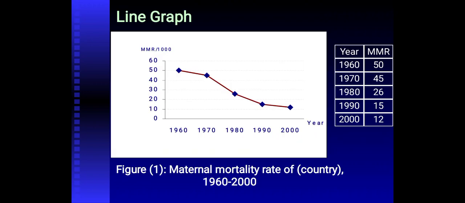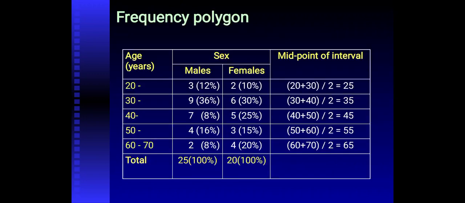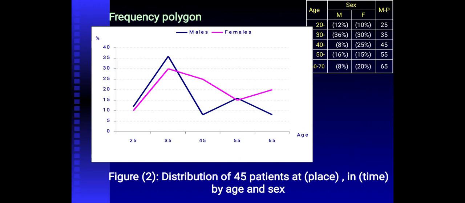This is an example for a line graph. Data are plotted on graph paper based on the tabular column. The variables are connected by drawing a line. So it is called a line graph. Next one is frequency polygon. This is the tabular column for the frequency polygon. Based on the tabular column, the frequencies are plotted and the frequencies are joined by using a scale. So it is called a frequency polygon.